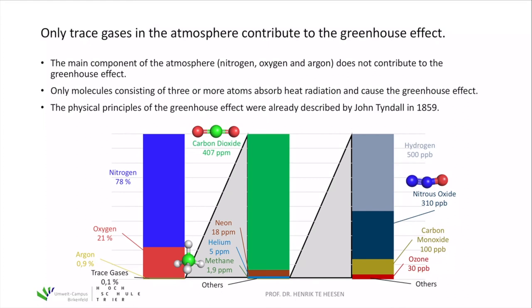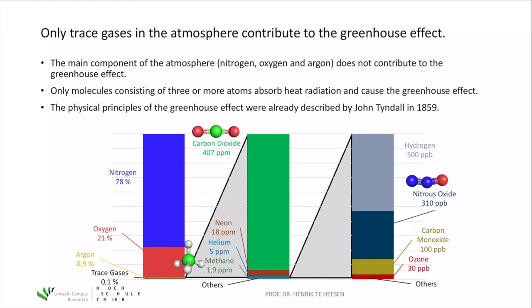We've seen in the previous video that carbon dioxide, which is the molecule with the highest concentration of these trace gases, has a concentration of 407 ppm, so parts per million. So we have 1 million molecules in the atmosphere, and just 407 of these molecules are carbon dioxide. What we then have is other trace gases like neon, helium, and then methane with a concentration of 1.9 ppm. And then again, we have even smaller concentrations like hydrogen with a concentration of 500 ppb, so parts per billion. So 1,000 magnitudes smaller concentration.